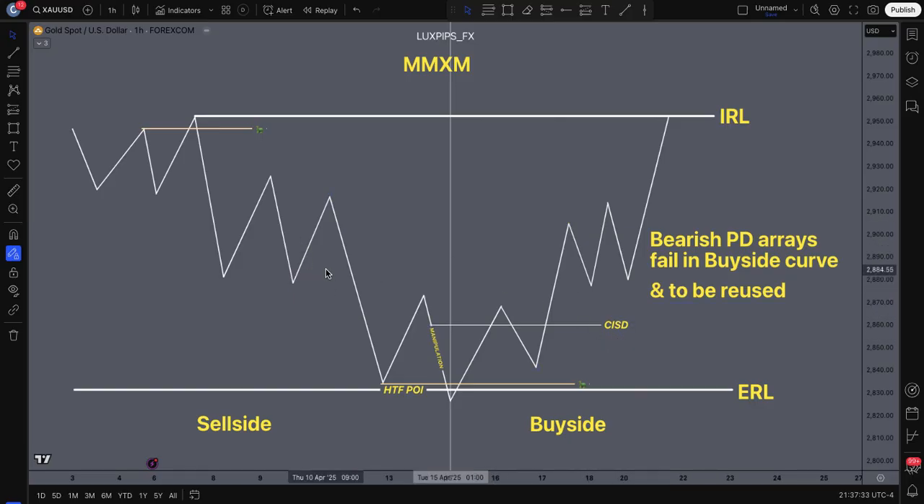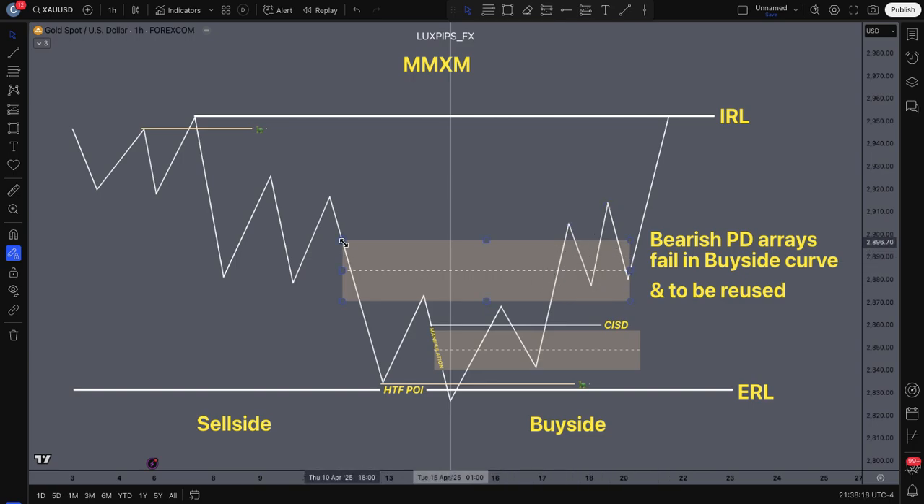So, most of the time in this expansion leg towards the POI or in the manipulation leg, it's going to be some type of imbalance in there too. Imbalance just means one side was offered more than the other. Obviously here, sell side was offered more than buy, and here too. You want to see price, well in this scenario, rally through a bearish PD array, and then reuse it again, as it did here, and up here.